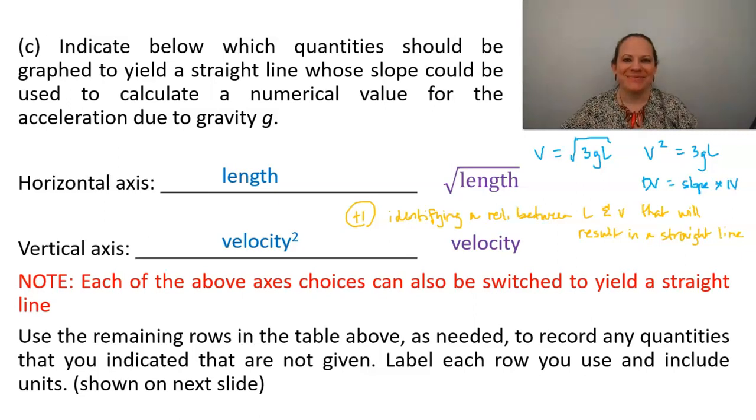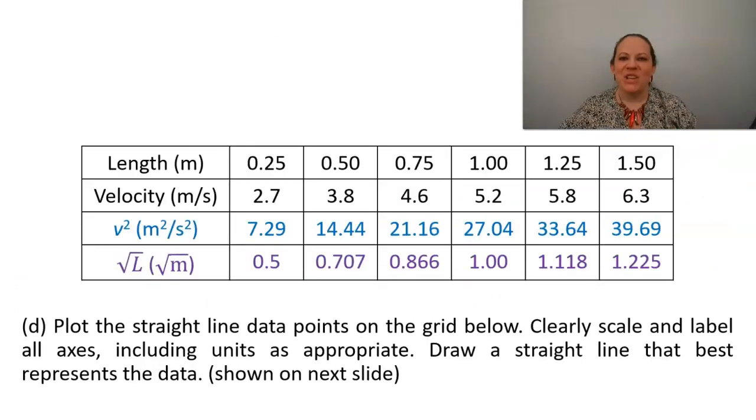All right. So here's our data table again. I've gone ahead and filled in the quantities that we might need to calculate, and I've color-coded it with blue for the v squared versus L relationship, and purple for if we want to do v is related to the square root of L.